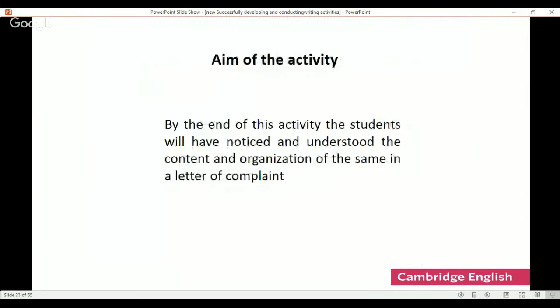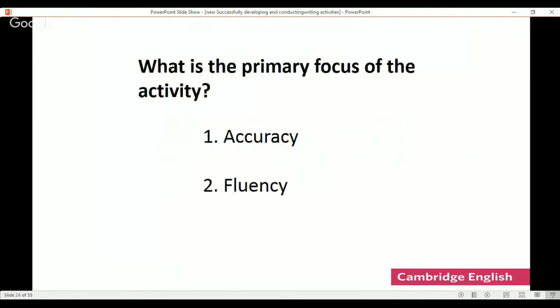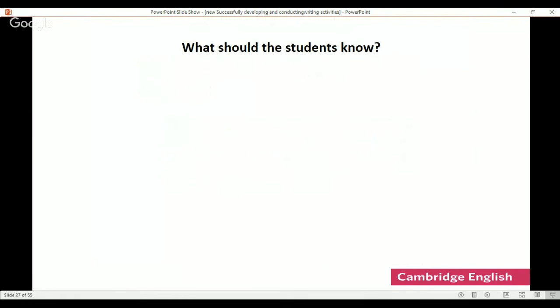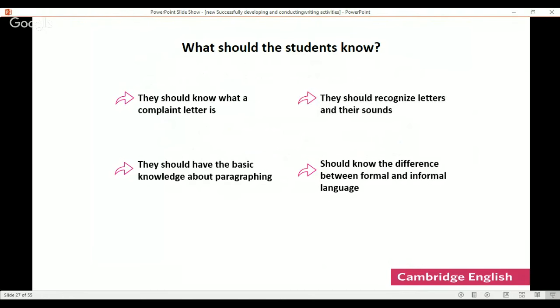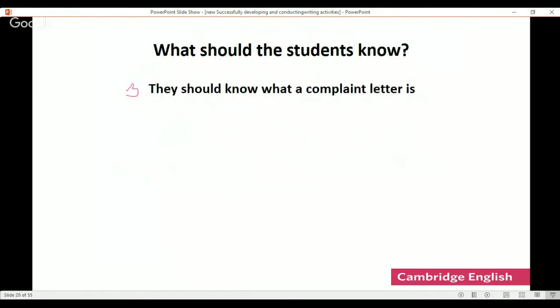Because you're worried not only about the message, but the way that the letter is organized and the content of it. So if this was to be the activity, the aim that you're looking at, what should your students know in this case? First, they should know what a complaint letter is. Secondly, they should know the difference between formal and informal language. Then, they should have the basic knowledge about paraphrasing. They should recognize letters and their sound.